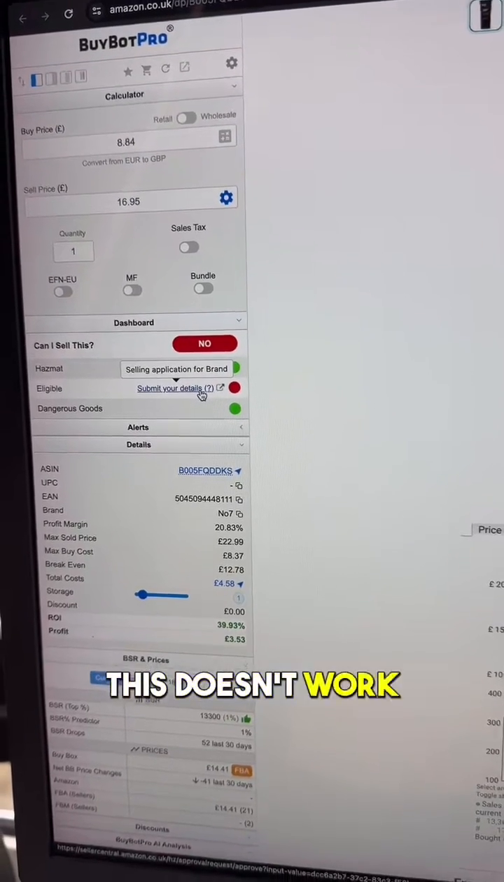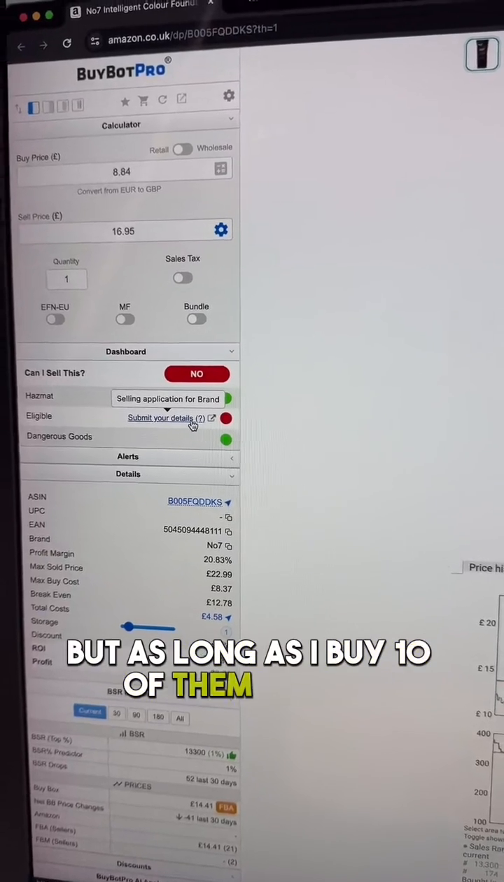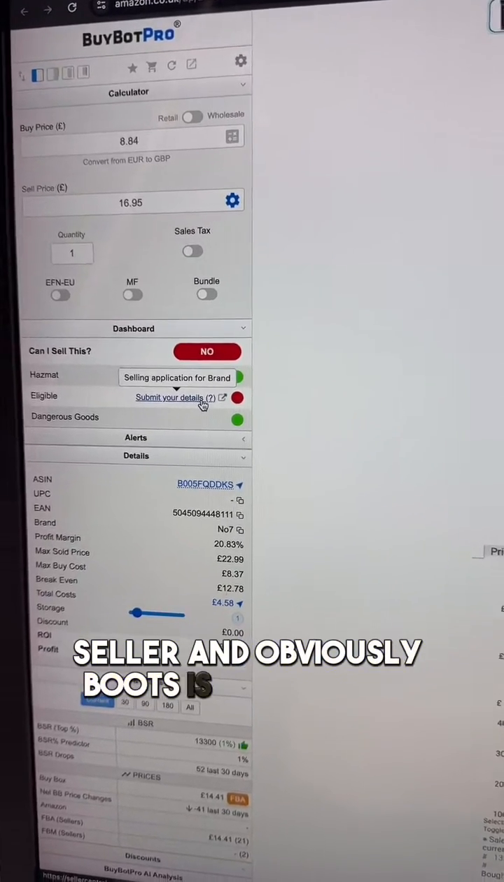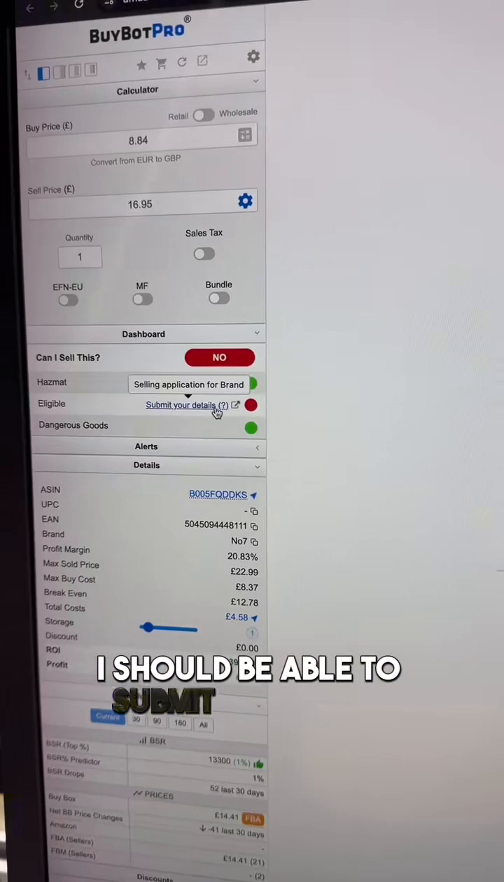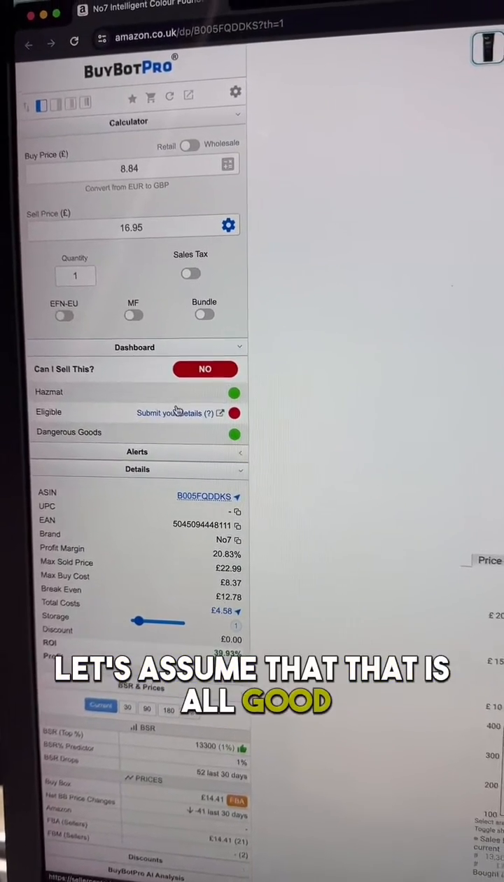In this instance, it doesn't work. I can click through to submit my details. It's probably going to require an invoice, but as long as I buy 10 of them from a reputable seller, and obviously Boots is a reputable seller, I should be able to submit my invoice from Boots and get ungated, no problems. Let's assume that that is all good and we can do that.